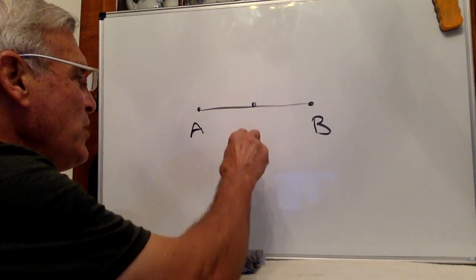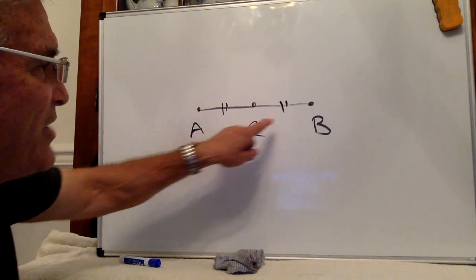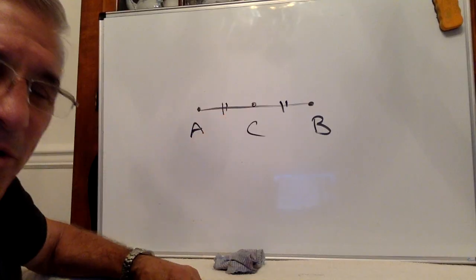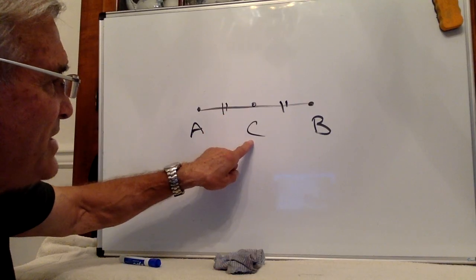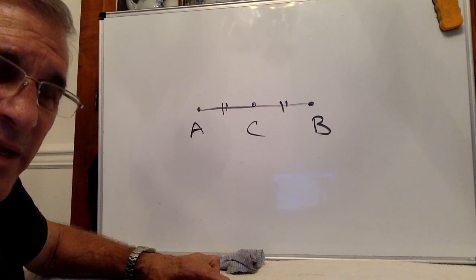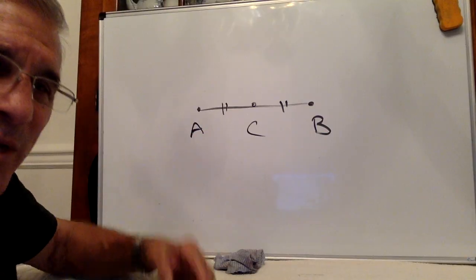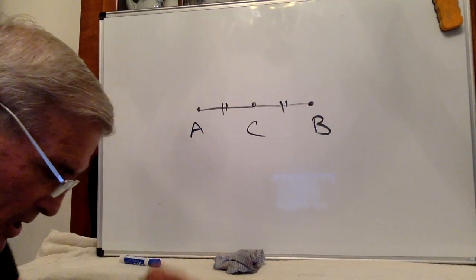So if I pick that point and call it C, such that this segment and that segment are the same measure. Tick mark's the same, therefore those two pieces are congruent. That means that C cuts the line segment in half. It bisects the line segment, and you bisect a line segment at its midpoint. And there's one and only one midpoint.